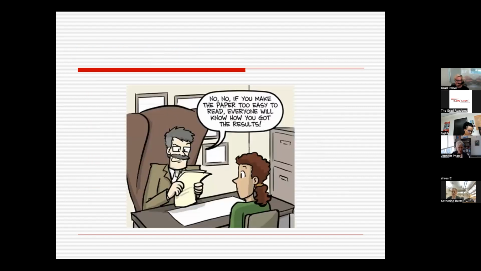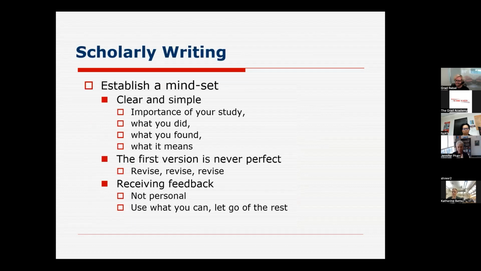A little bit more scholarly writing humor: this person, say a professor, is saying, no, if you make the paper too easy to read, then everyone will know exactly how we got our results. We're shooting for the opposite of that, right? We want people to be able to understand exactly what we did and exactly how we got our results. So something to think about as we begin the scholarly writing process.